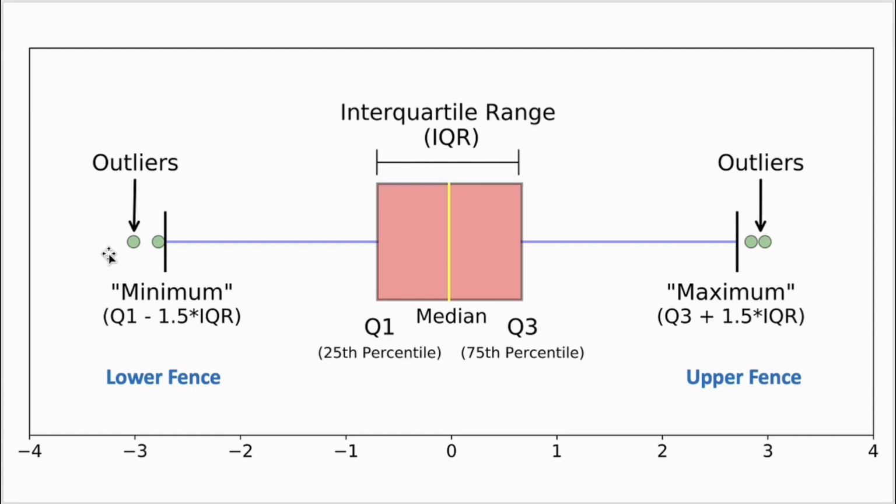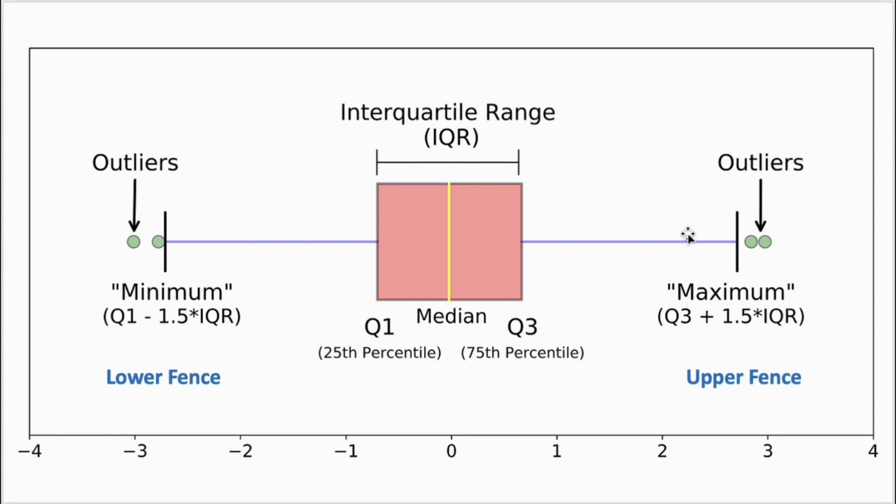Let me tell you, the fences do not appear in the box whisker plot. They are a mathematical calculation that helps you decide whether something is an outlier. What about outliers on the high end? It's a similar calculation. You take Q3 and you add 1.5 IQRs. And that creates an upper fence, and if it's above the upper fence, it's a high outlier.